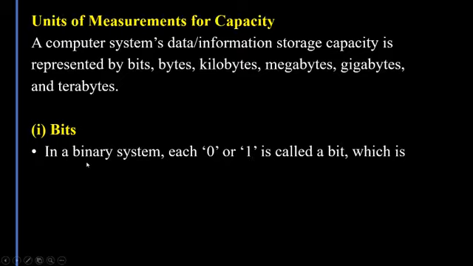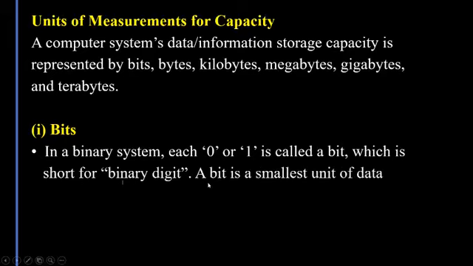So they are called a binary system, in which each one is called a bit. A bit stands for binary digit, which is short for binary digit. A bit is the smallest unit of data storage.